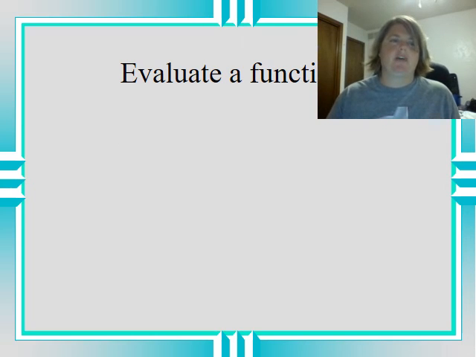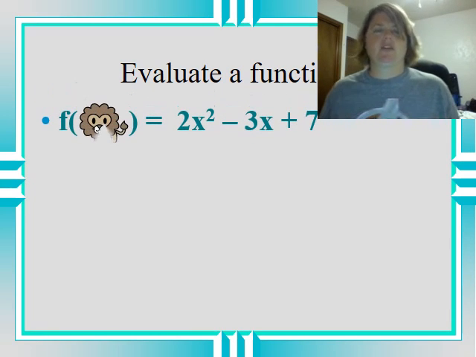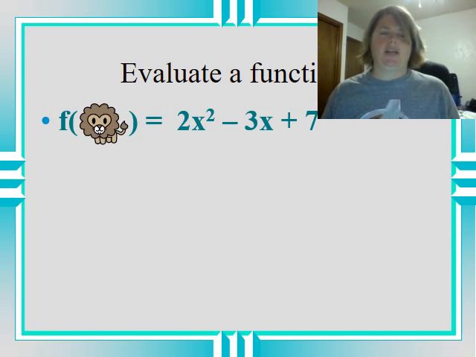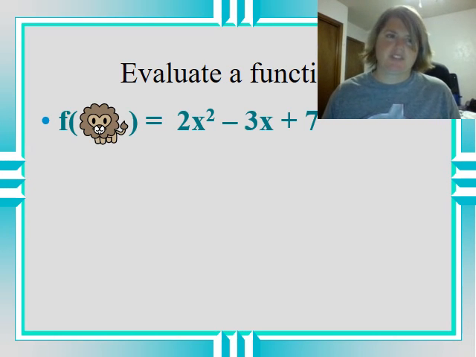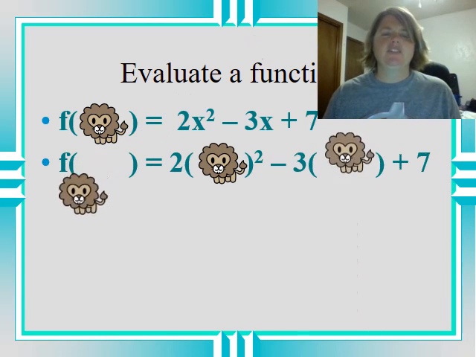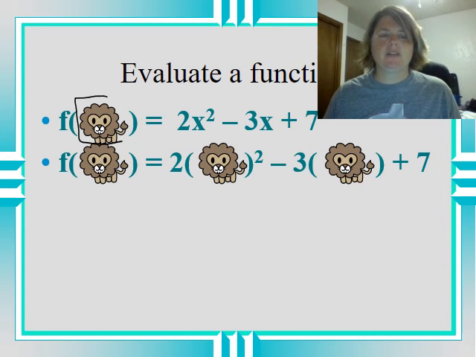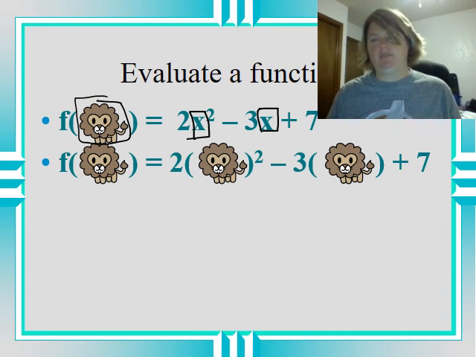All right, so now we're going to evaluate a function. So, let's say we have f of lion, which is equal to 2x squared minus 3x plus 7. I promise I'm going somewhere with this. What you do is you just take whatever's in this little parentheses and you substitute it where every single time there's an x. So see, f of lion equals 2 times lion squared minus 3 times lion plus 7.